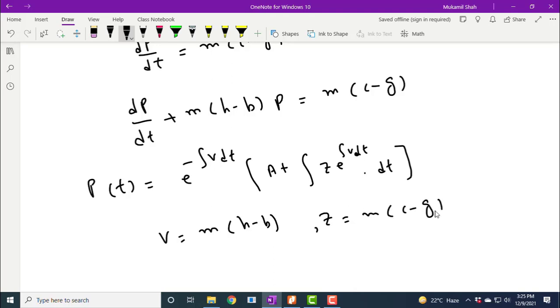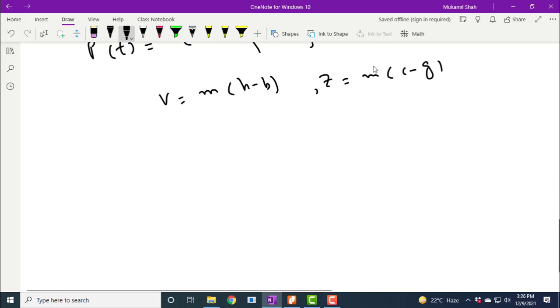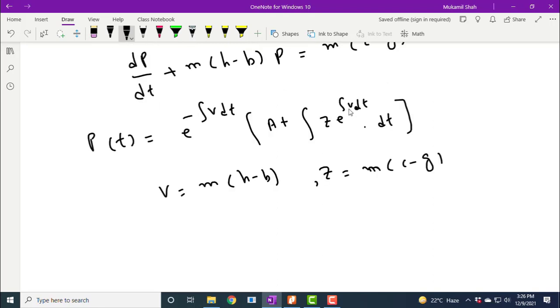So we can put these values in this formula. Let us first simplify this formula. If we simplify this, P of t, if we take the integration of minus v dt, it will be minus vt, and similarly this is plus integration of z e raised to power vt, and this is dt.